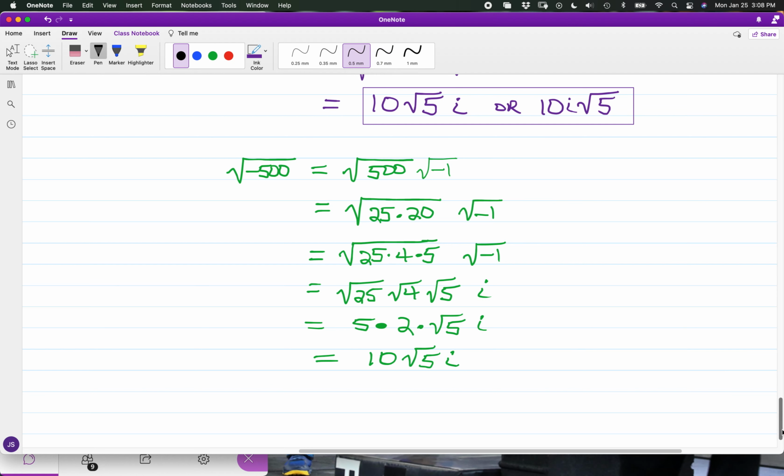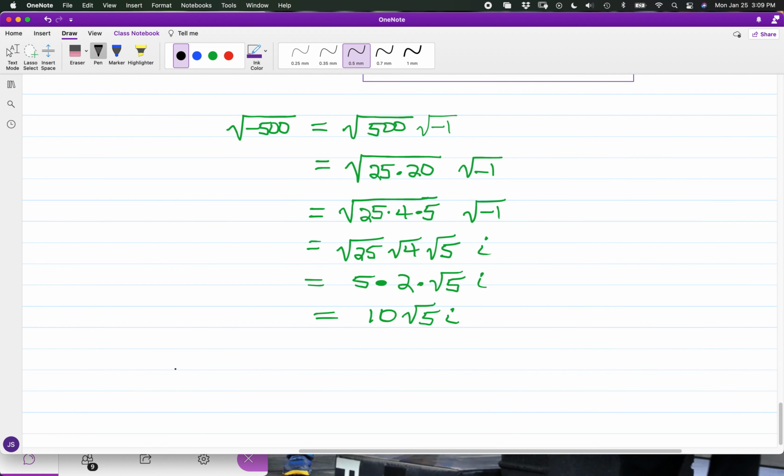All right, and now for complex numbers, we're going to have what's referred to as the standard form of a complex number.